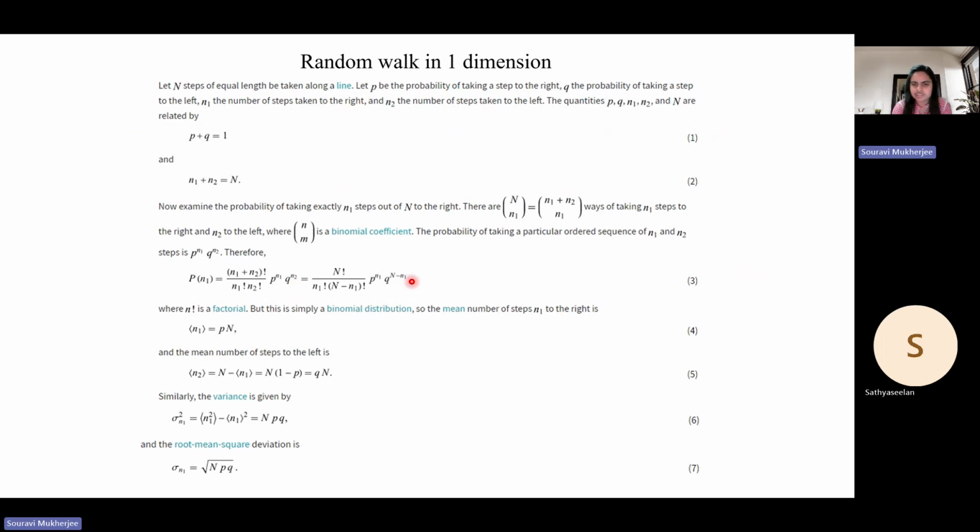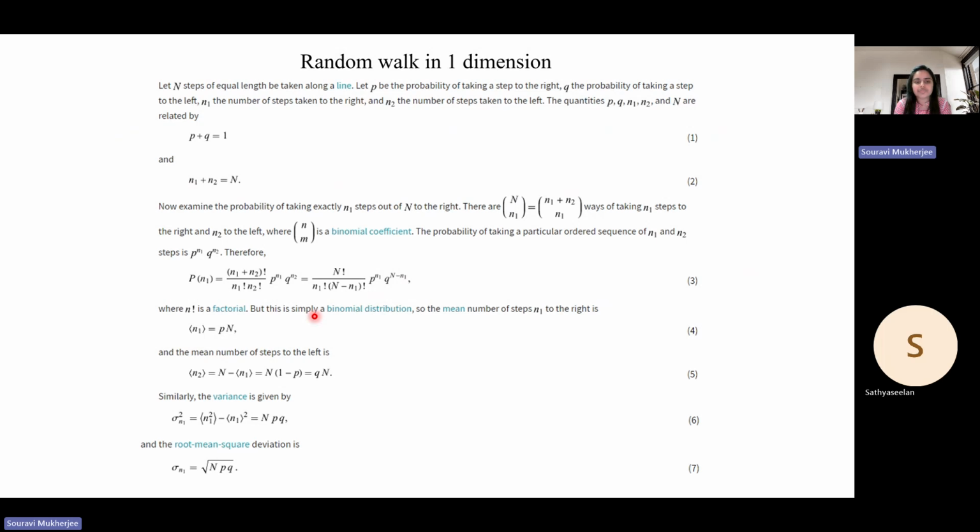Again, if you are asked to find the mean, you would use the concept that it is N times what happens when you take just one step. For one step, you know that the mean is p. So for N steps, the mean would be N times p. That's for the step to the right. Similarly, if you are asked the mean number of steps to the left, it will be q times N.